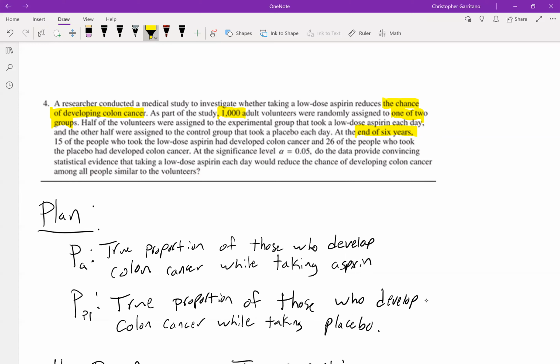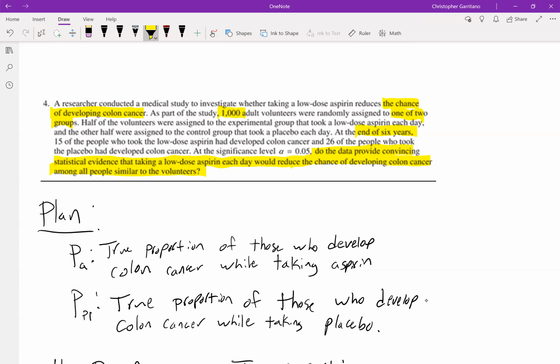Now, why a two proportion z-test? Well, again, we have two separate groups going on here, okay? One of the groups will be people that take low-dose aspirin. Another group will be people that take a placebo. Reading further, it says to use a significance level of 0.05, and we're asked the question: do the data provide convincing statistical evidence that taking low-dose aspirin each day would reduce the chance of developing colon cancer among all people similar to the volunteers?